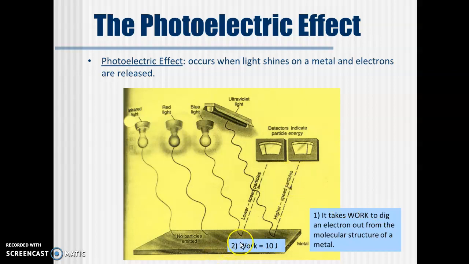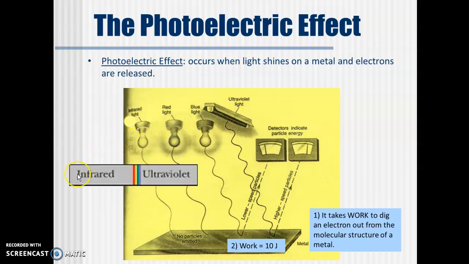We are going to try to release the electrons with 4 different kinds of light. We have infrared light, red light, blue light, and ultraviolet light. If we look at the electromagnetic spectrum, you can see that each of these 4 kinds of light has a different amount of energy. In order, infrared light has the least amount of energy, ultraviolet light has the most energy, and blue light has more energy than red.